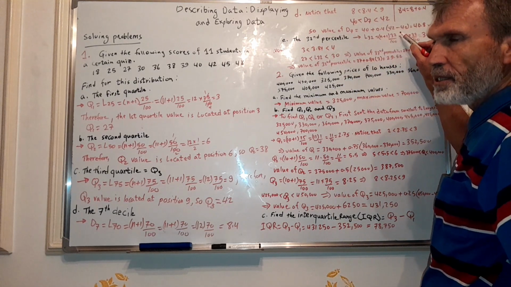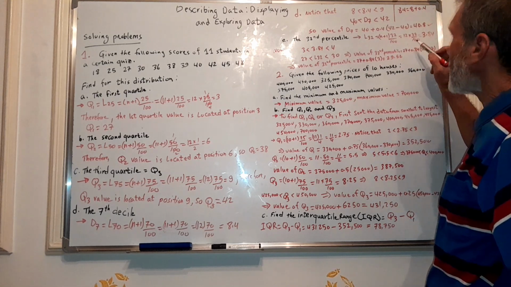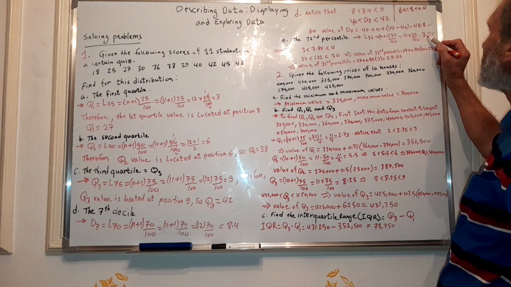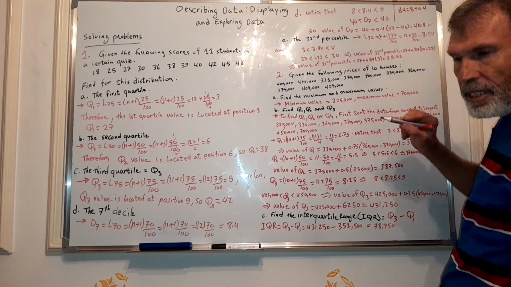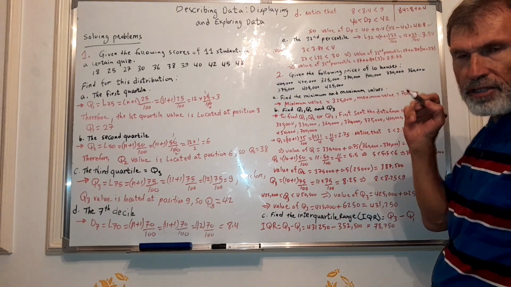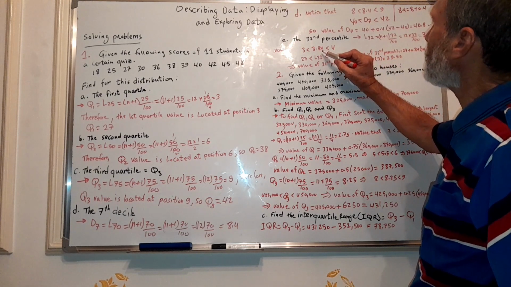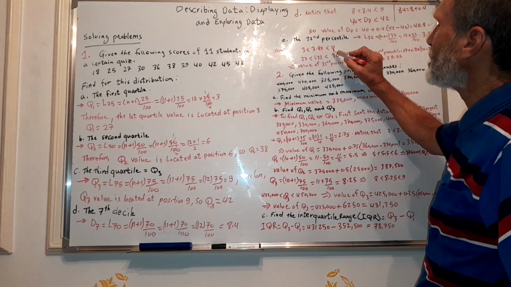N plus 1, times 32 over 100. Okay, and we come up with the value 3.84. So we have a decimal here. 3.84, which is 3 plus 0.84. So what we're going to do here, we're going to say 3.84 is greater than 3 and less than 4.